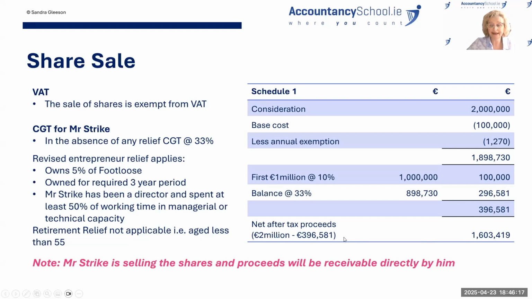Your 2 million minus the tax cost gives us 1,603,419. Okay, and that's going directly to Mr. Strike.